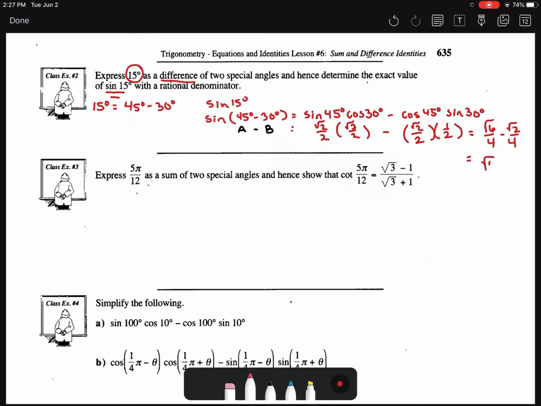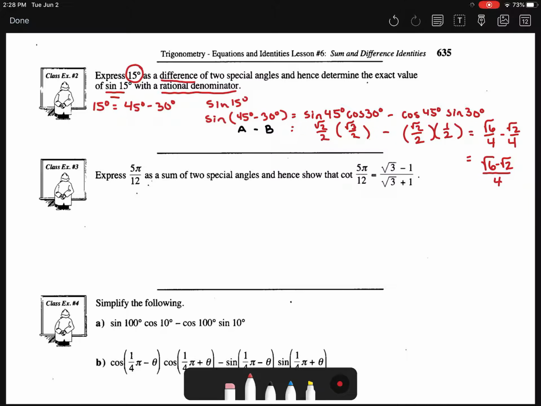They already have a common denominator, so I bring the numerators together. Root 6 minus root 2 all over 4. There is nothing that I can simplify or reduce there. And they did also ask for a rational denominator, but my denominator is rational there. 4 is a rational number. I don't need to rationalize anything, so that is my end answer.